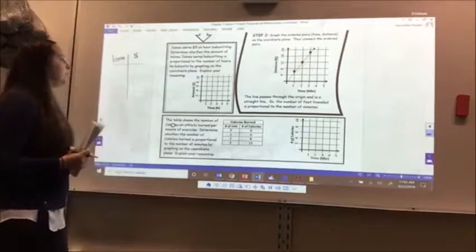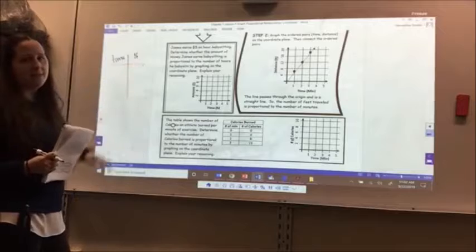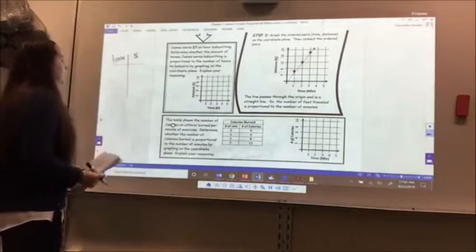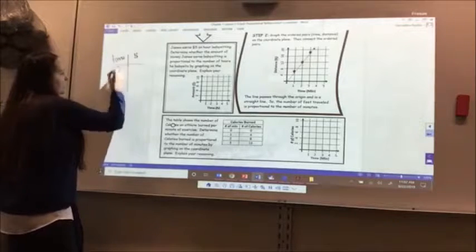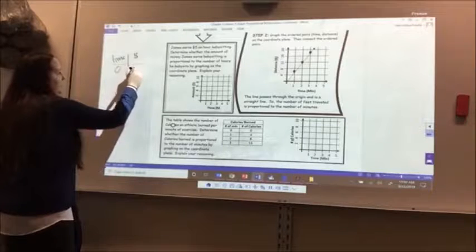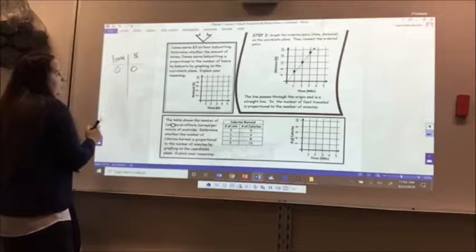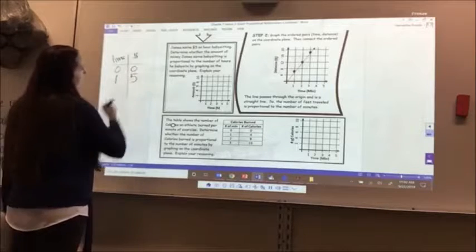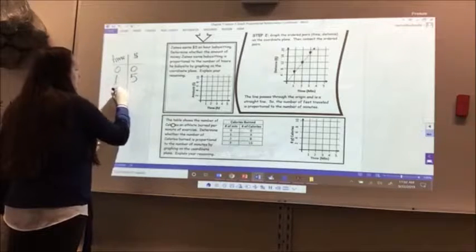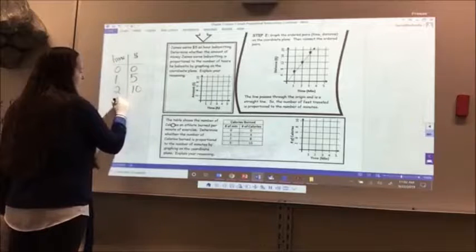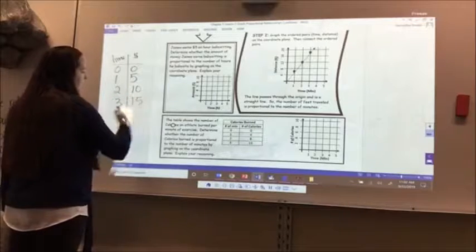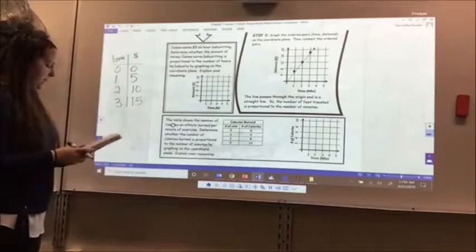The table I've created is time and money. If he does 0 hours of babysitting, he earns $0. If James babysits for 1 hour, he earns $5. If he goes for 2 hours, he earns 10. 3 hours is 15.